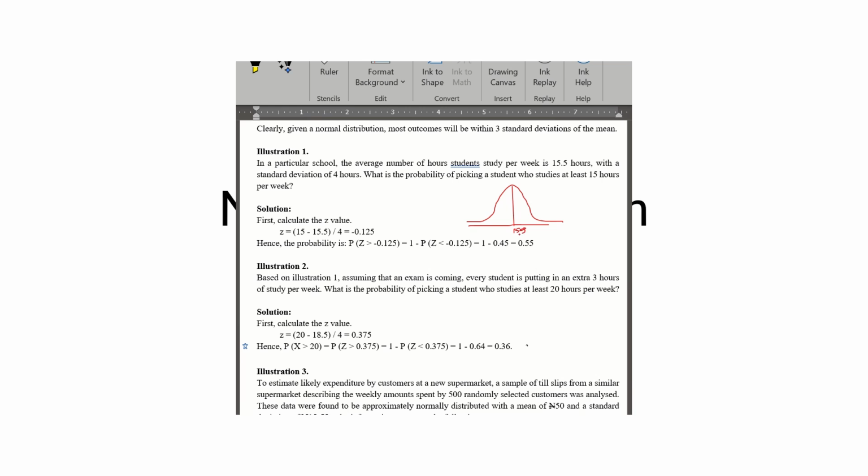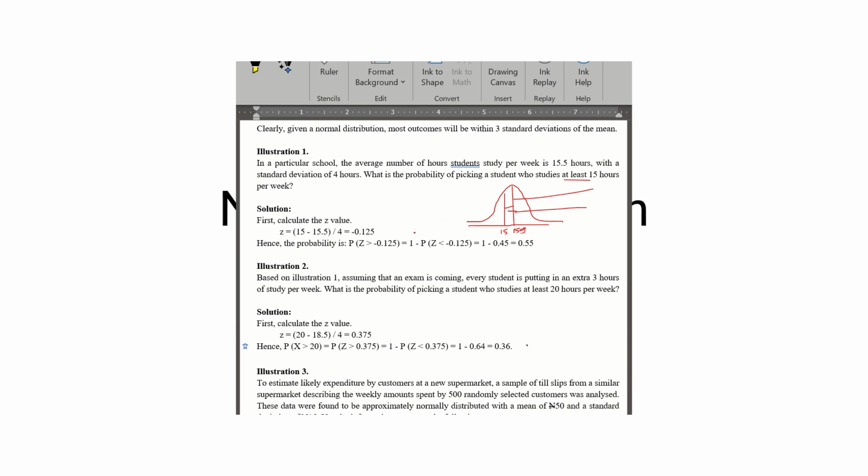15.5. Just pardon my writing. Now if you have it this way, it means the 15 hours we are looking for will be slightly below here. So we have 15 here. They want a student that studies at least 15 hours. So for you to have that, you have to look for the probability of studying between 15 hours and 15.5 hours and more, because they say at least 15 hours.